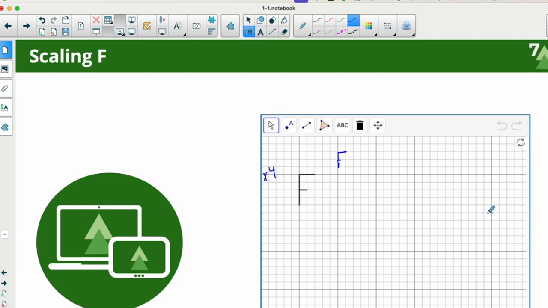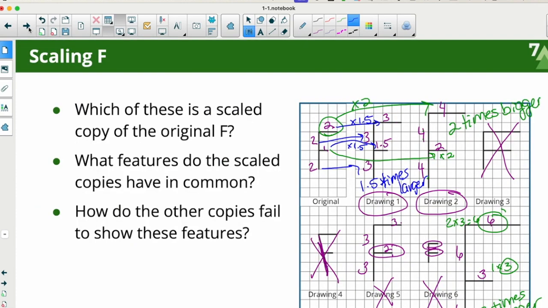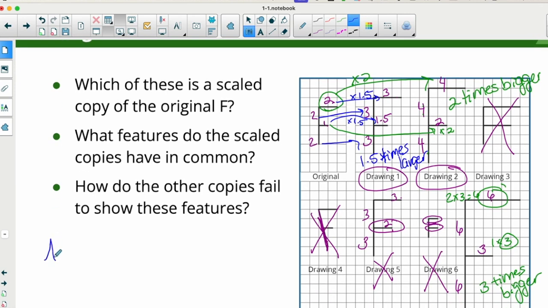So I could have 1, 2, 3, 4, 5, 6, 7, 8 by 1, 2, 3, 4, 5, 6, 7, 8. The middle one then would have to be 4. 1, 2, 3, 4. And then 1, 2, 3, 4, 5, 6, 7, 8. So there were a lot of different F's we could come up with. So now they look the same, and all the sides are multiplied by the same number.